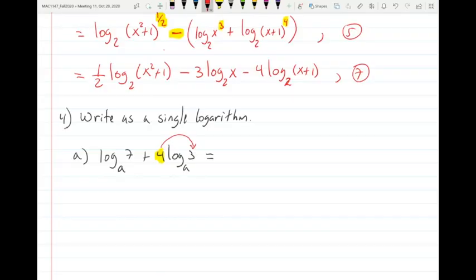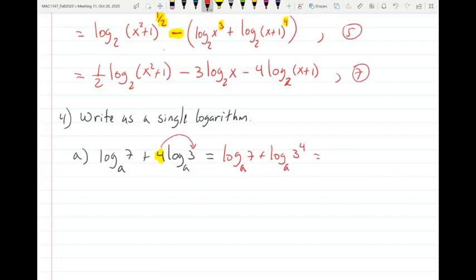So, we're using property 7 backwards. So we can rewrite this as log base A of 7 plus log base A of 3 to the 4. Okay? But then, now why do we do this? Well, because now we have a sum of logs. And what do you know about sum of logs? What can we do about the sum of logs?